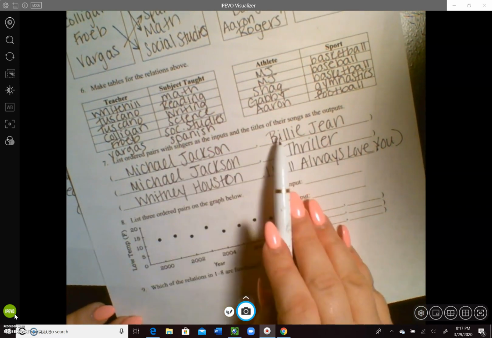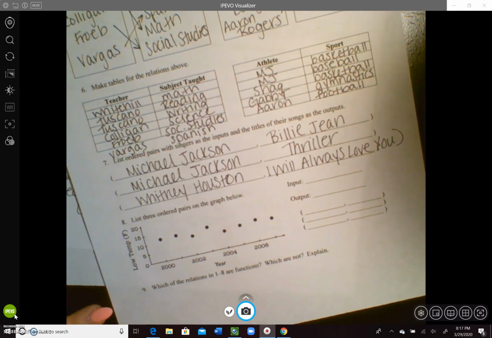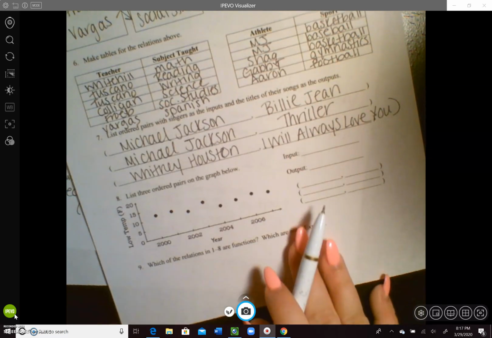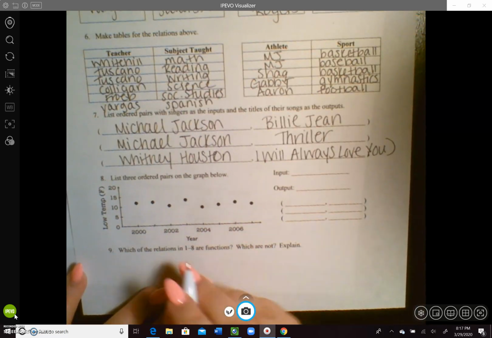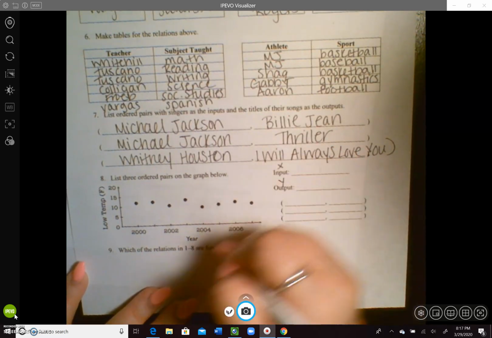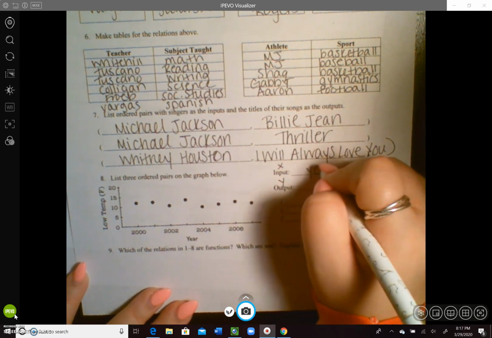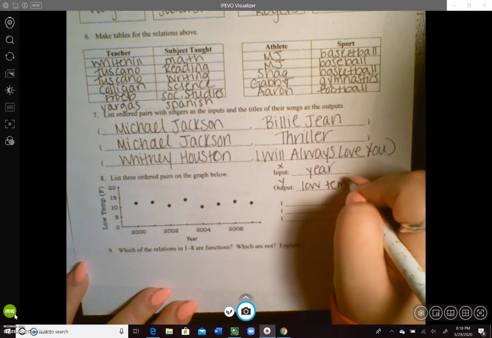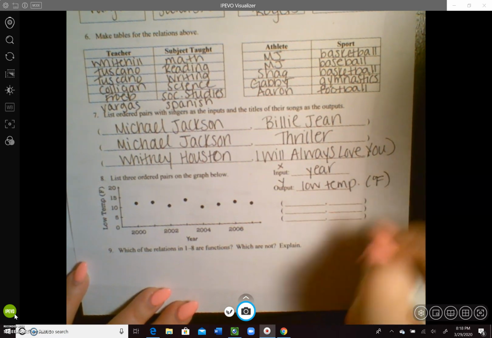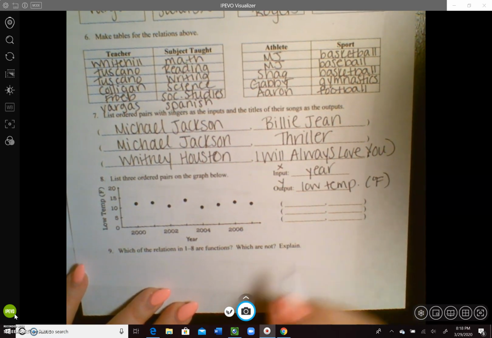Okay, so there's some input outputs. Input outputs. Remember, X is input, Y is output. Okay, and our last practice right here is listing ordered pairs and identifying the input-output for this graph. So remember, input's always the x-axis, output's always the y-axis. So my input here is the year. Output, low temperature. More specifically, in degrees Fahrenheit.